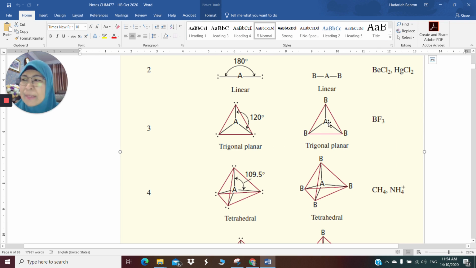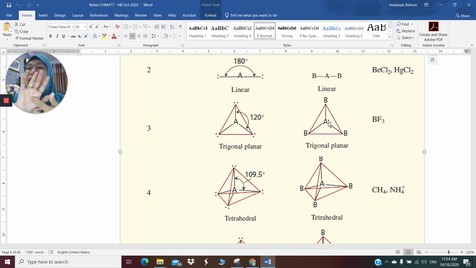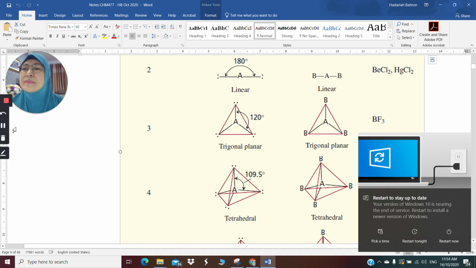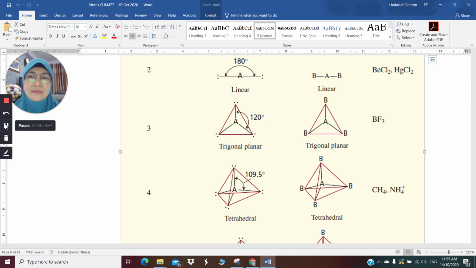A is in the middle. One bonding pair is at the top here on the same plane. Another bonding pair is at the bottom, and another bonding pair is at the bottom. In that situation, you have a geometry called trigonal planar. Yeah, trigonal planar.